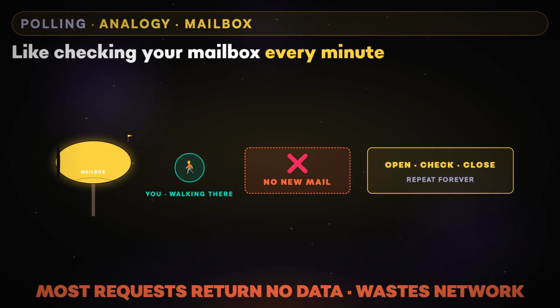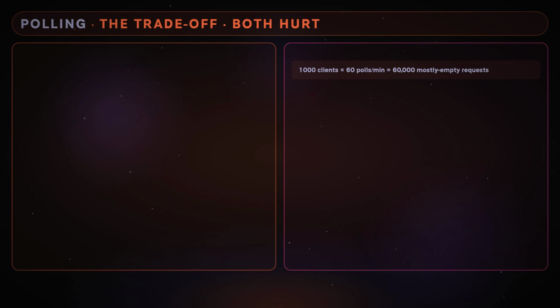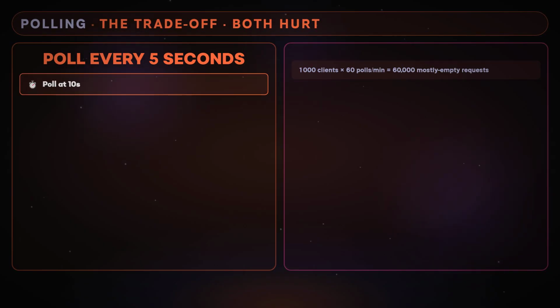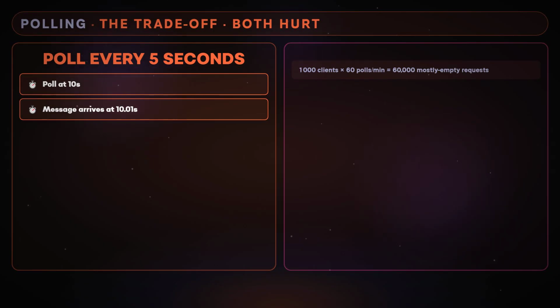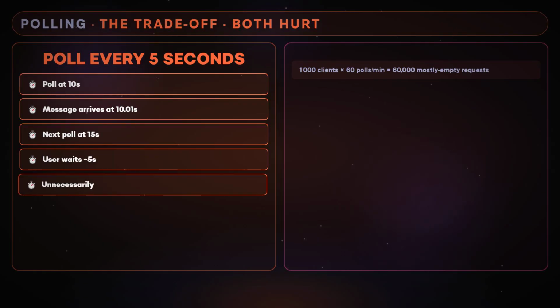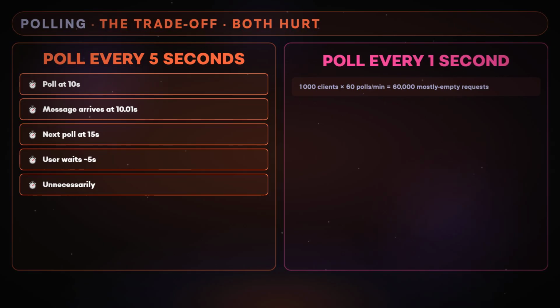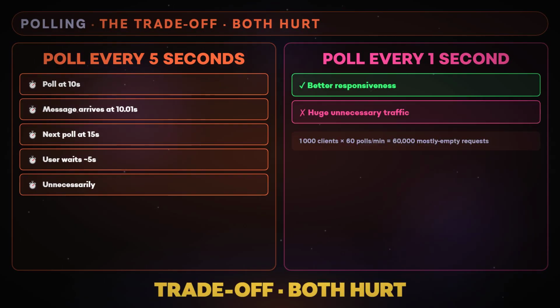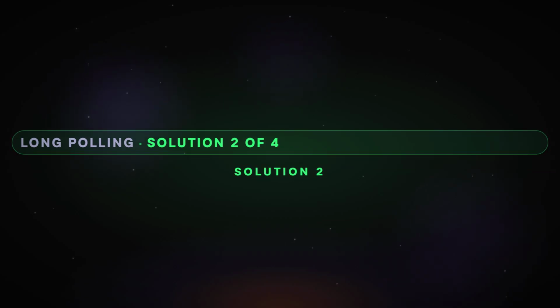Now the problems with polling are these. Suppose we poll every 5 seconds. If a message arrives immediately after a poll, say the poll is at 10:00, the message arrives at 10:01, and the next poll is at 10:05, the user waits 4 seconds unnecessarily. If we poll every second, we improve responsiveness, but now we are generating a huge amount of unnecessary traffic. This trade-off led engineers to search for a better solution, and the better solution is solution 2, long polling.